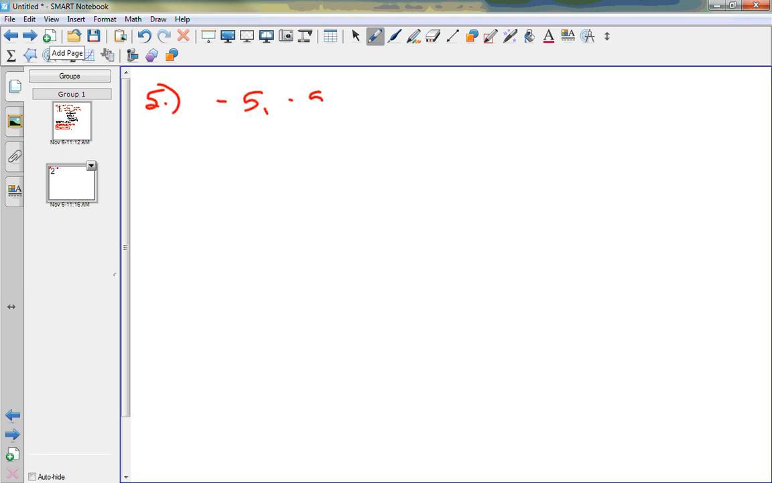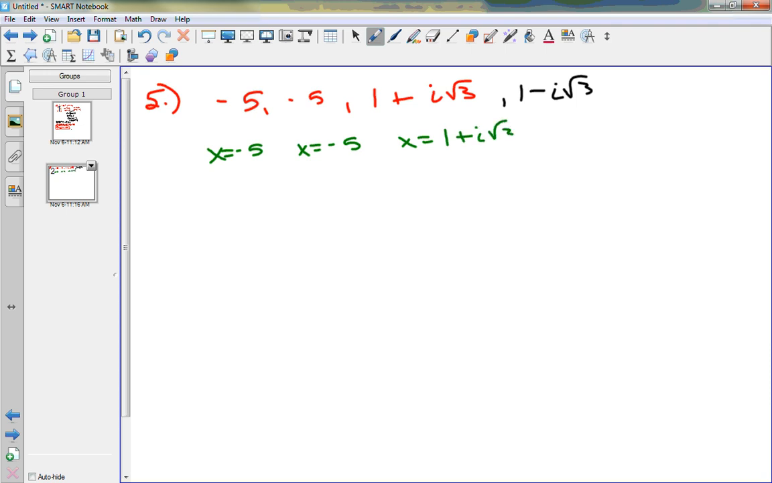Why am I doing number 5 whenever I just did one like this? I did this one wrong. Okay, what do you notice about this one? Is its conjugate up there? No, you need to put the conjugate up there. So that's going to be 1 minus i square root of 3. So how many zeros does this thing have? 4. So it's going to be degree 4 whenever you're done. So x is equal to -5, x is equal to -5, x is equal to 1 plus i square root of 3, and x is equal to 1 minus i square root of 3.